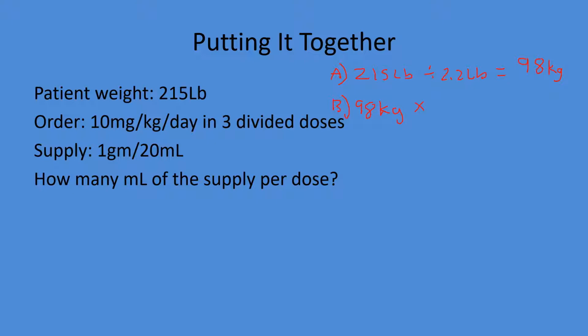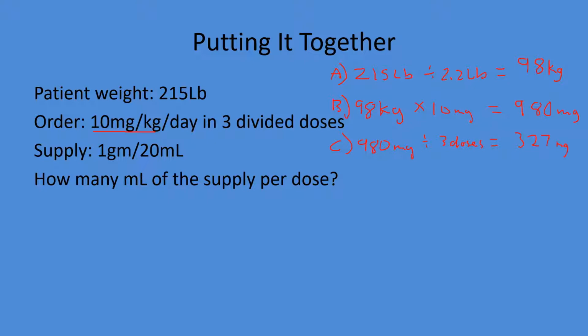10. So here it is, order per kilogram. So the patient will need 980 milligrams in a day. Are we going to give it to them all at once? No, right? We got to give it to them in 3 divided doses. So we'll take the 980 divided by 3 doses. What'd you get? We'll round it. 327. All right, so that's how much they need per dose.